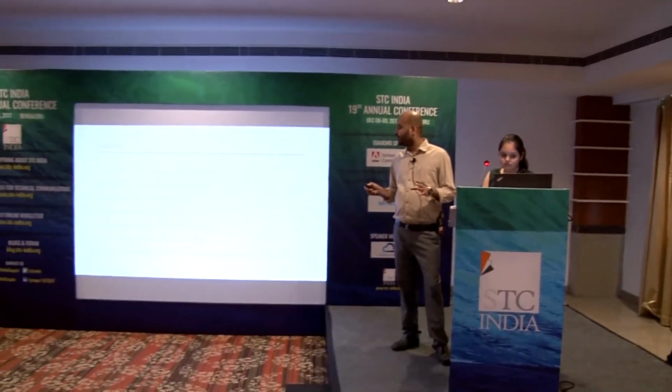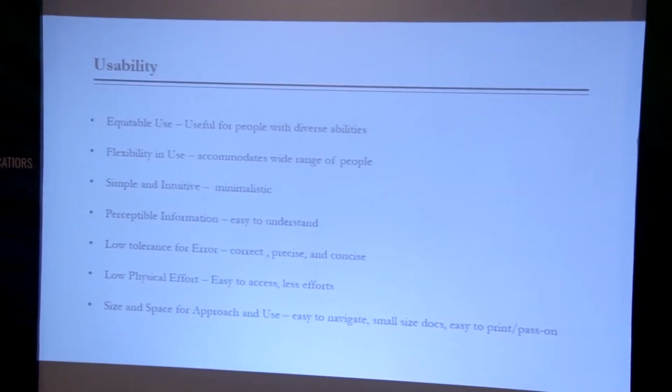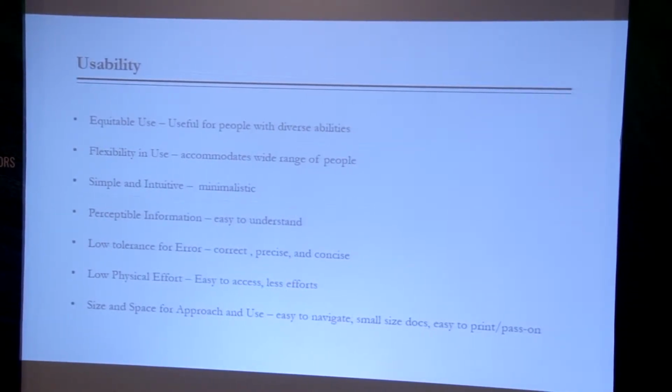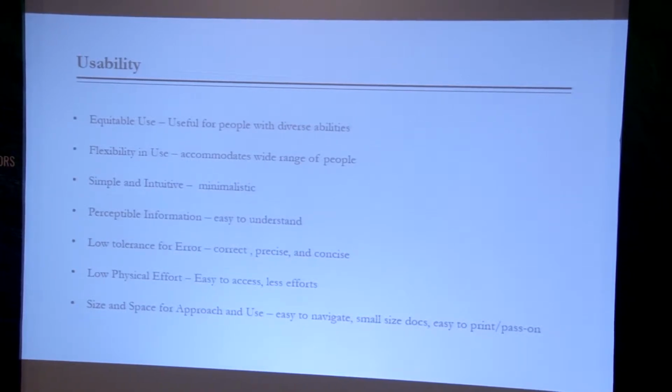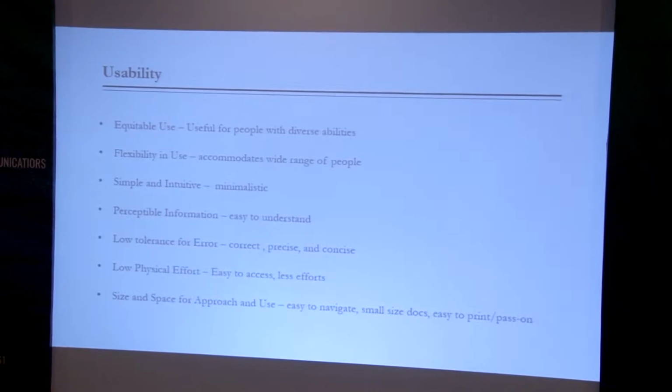Then the information has to be perceptible, that is, easy to understand for the end user. Then there has to be low tolerance of error. It means the document has to be correct, precise, and concise. And then there has to be low physical effort, so that people with disabilities should be able to access it easily with less effort. And the last principle says size and space for approach and use, that the document has to be easy to navigate. Then it has to be small in size so that it will hold the interest of the people who are reading it. And it has to be easy to print or pass on that information to other people.